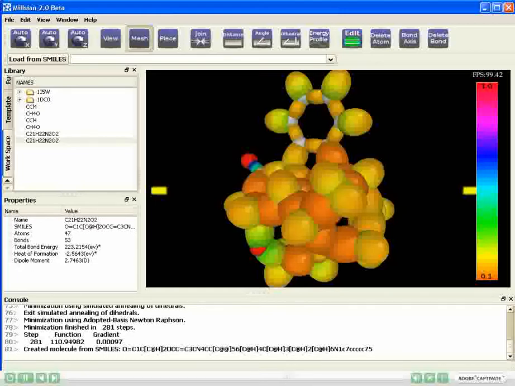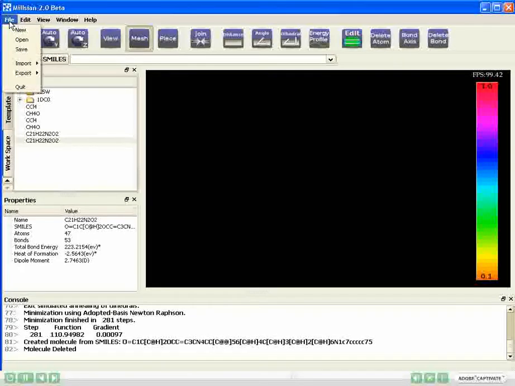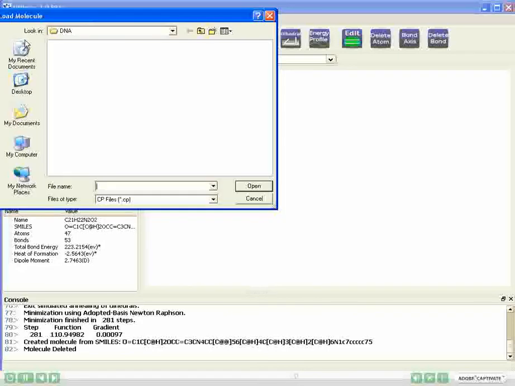Based on classical physics principles, Millsian is able to calculate the charge distribution and energetics for large biomolecules such as proteins and DNA strands. This is barely feasible for quantum mechanical methods.